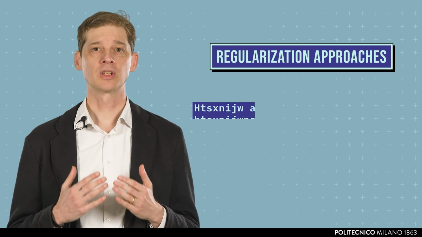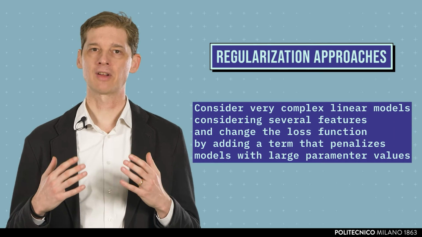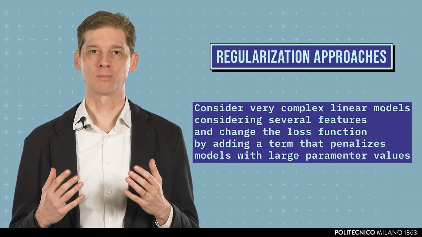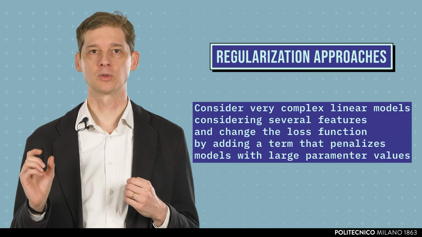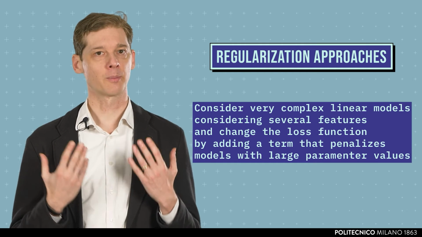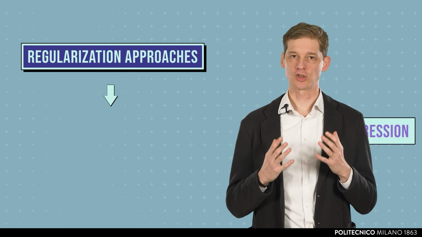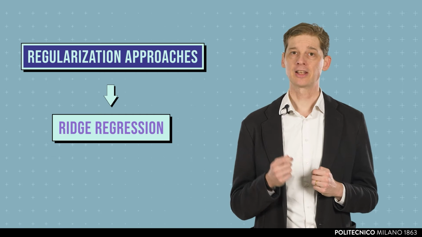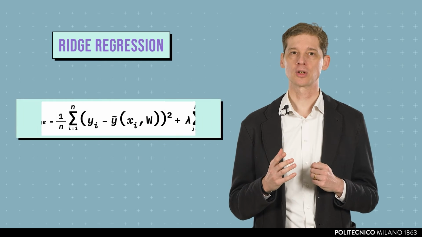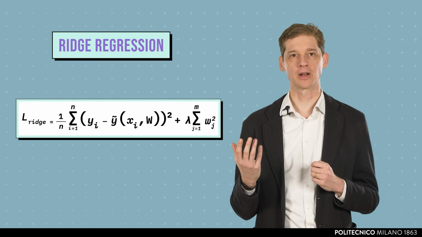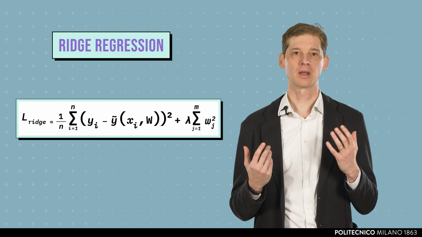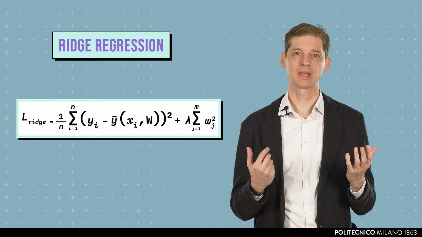The idea is to consider very complex linear models with several features, and to change the loss function by adding a term that penalizes models with large parameter values, as they are prone to overfitting. An example of a regularization approach is ridge regression. Ridge regression is a linear regression method where the loss function is computed as the sum of the mean square error and the sum of the squared parameters multiplied by a regularization parameter lambda. By increasing the value of the regularization parameter, we get a linear model with small parameter values, which correspond to smoother functions.